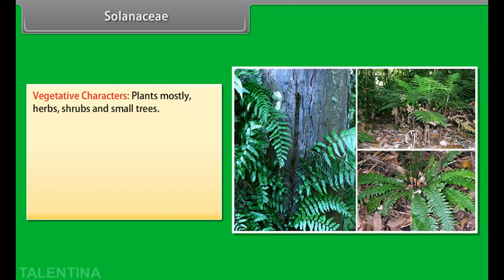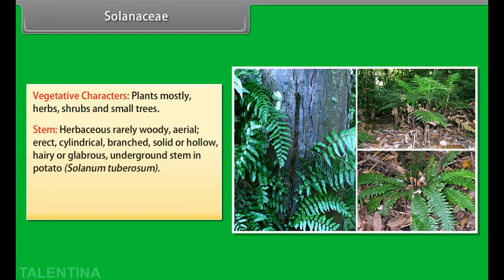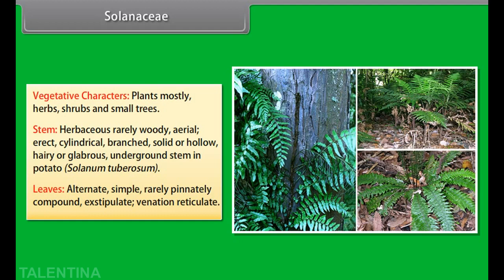Vegetative characters. Plants mostly herbs, shrubs and small trees. Stem. Herbaceous, rarely woody, aerial, erect, cylindrical, branched, solid or hollow, hairy or glabrous, underground stem in potato, Solanum tuberosum. Leaves. Alternate, simple, rarely pinnately compound, exstipulate, venation reticulate.